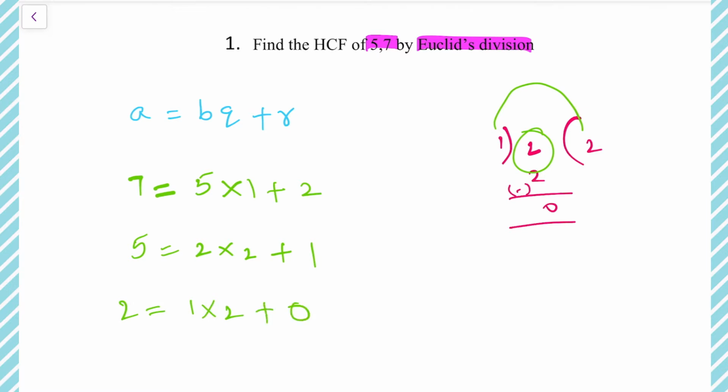So now after getting the remainder 0 in that step, the divisor will become our HCF. So in this case the divisor is 1. So HCF is 1.